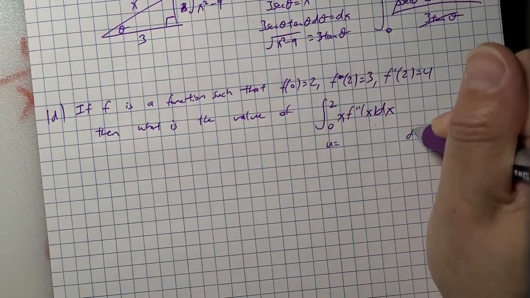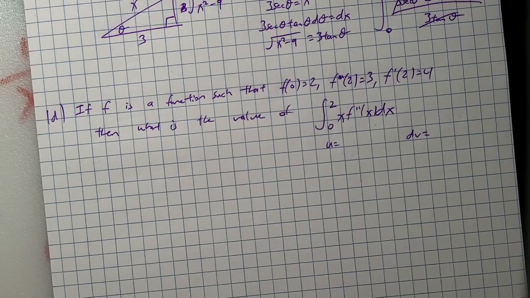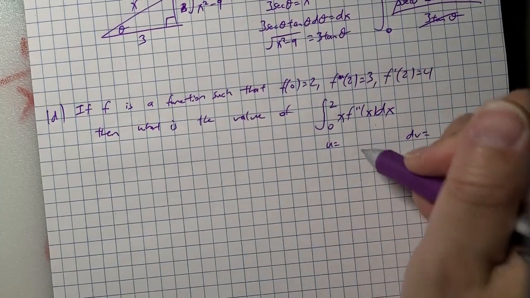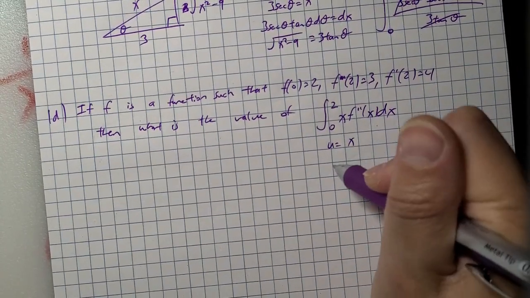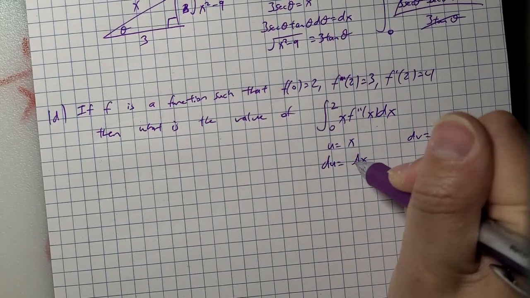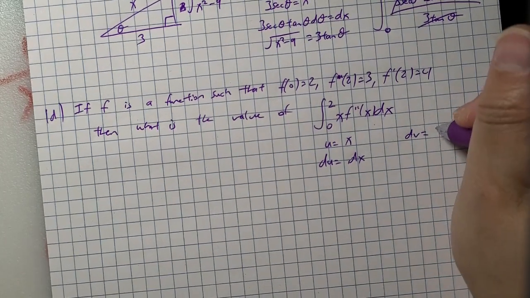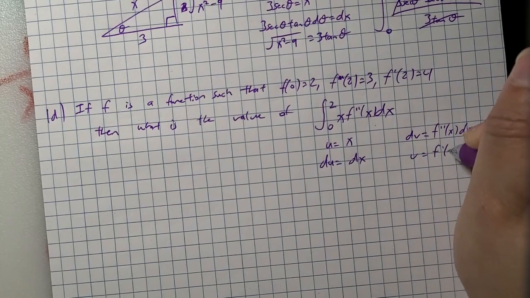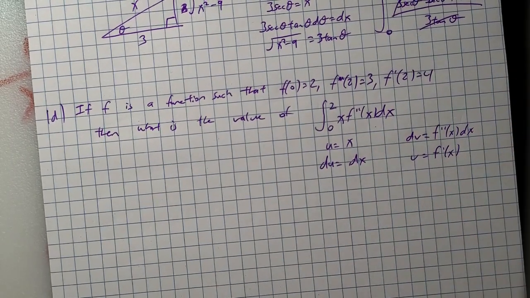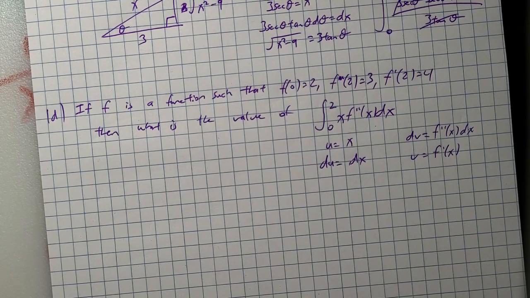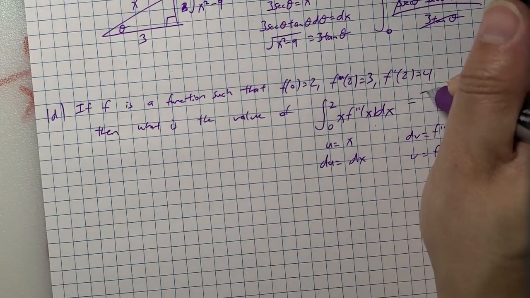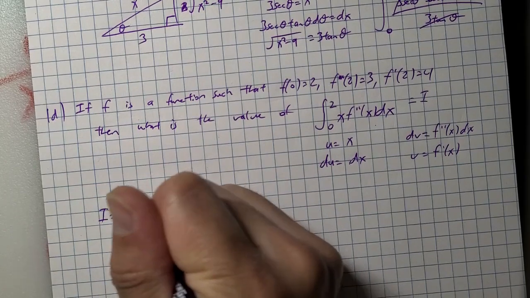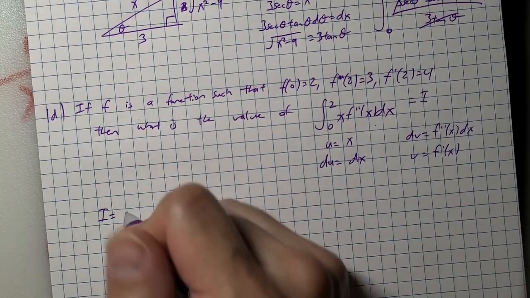How do we say u? How do we say dv? Remember, we like to reduce this x. So likely u would be x. So du can be dx. So the x would go away. dv is whatever is remaining. So f double prime x dx. So v would be simply f prime x. Okay. So if this, let's say, is equal to I, then I is equal to uv minus v du.